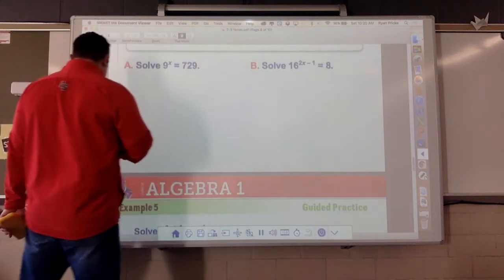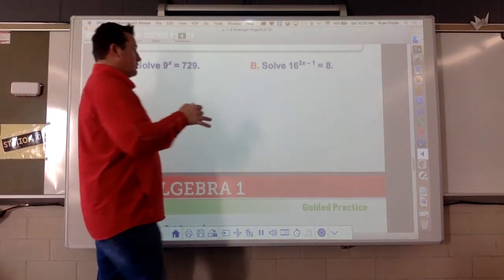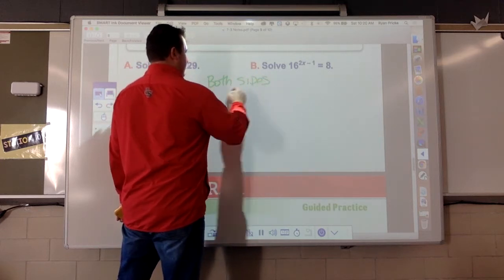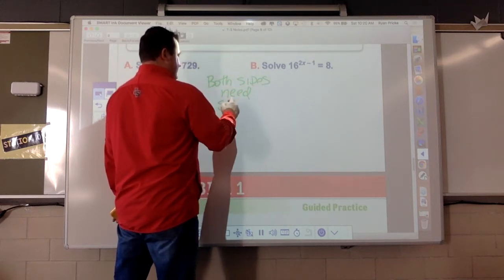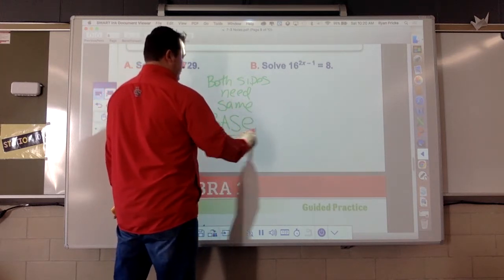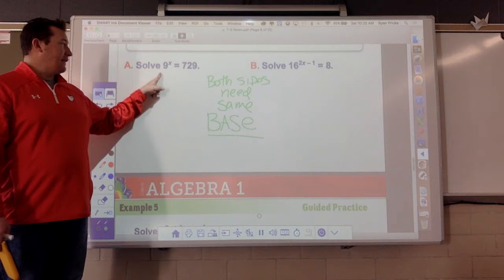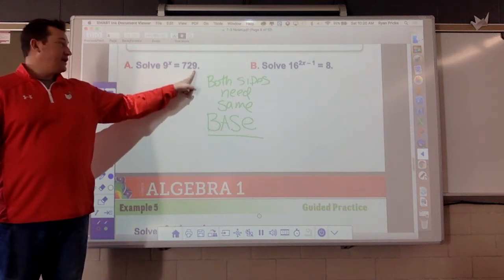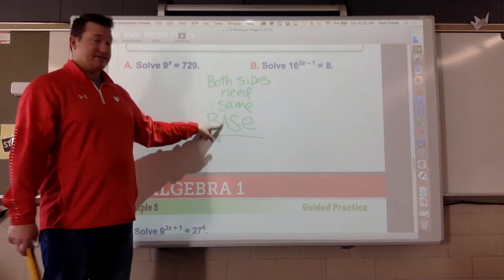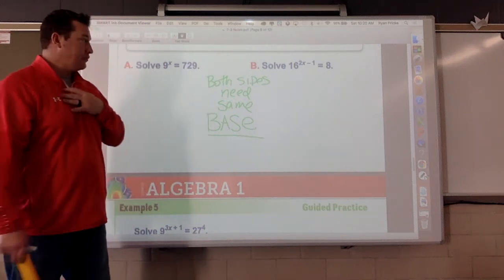So, the key to solving any exponential equation, okay, both sides need the same base. Okay? What I mean by that is, what is my base on the left? 9. What is my base over here? 729. Those are not the same base. 9, 729. We need to write them with the same base. Okay? How do we do that?